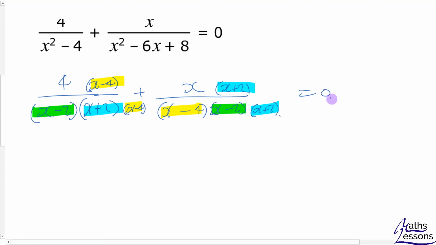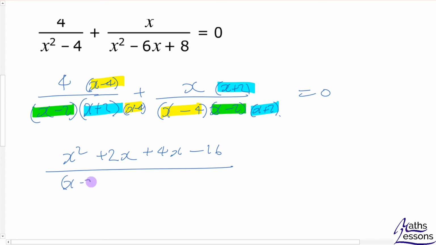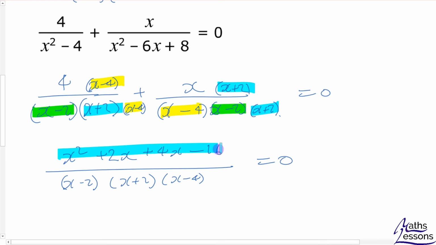Okay, equals 0. So I multiply at the top. I'm going to start off over here: x squared plus 2x. And over here I'm going to get 4x. 4 times minus 4 is minus 16. All over x minus 2, x plus 2, x minus 4, equals 0. And now all I need to know is that the top of this equals 0.